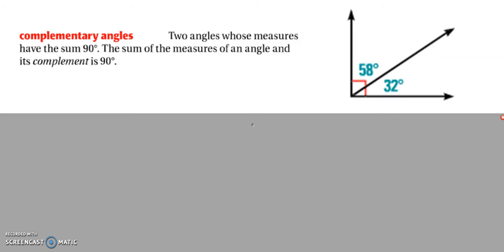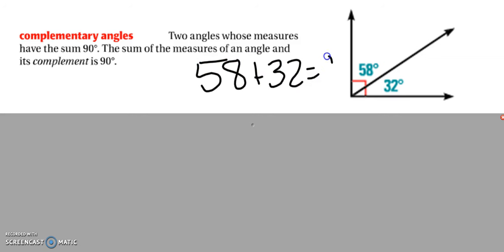Again, feel free to stop this video or pause this video if you need to as we're going through these definitions. Next is complementary angles. Hopefully you've heard about this before. Complementary angles are two angles whose measures have the sum of 90 degrees. So if we added 58 plus 32, you're going to see that that actually equals 90 degrees. So therefore those two angles are complementary.